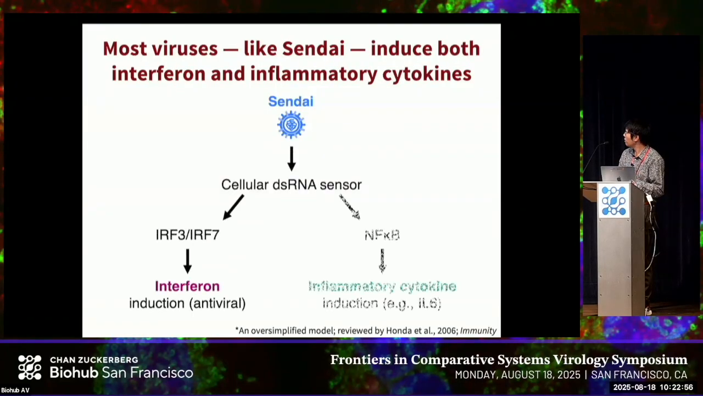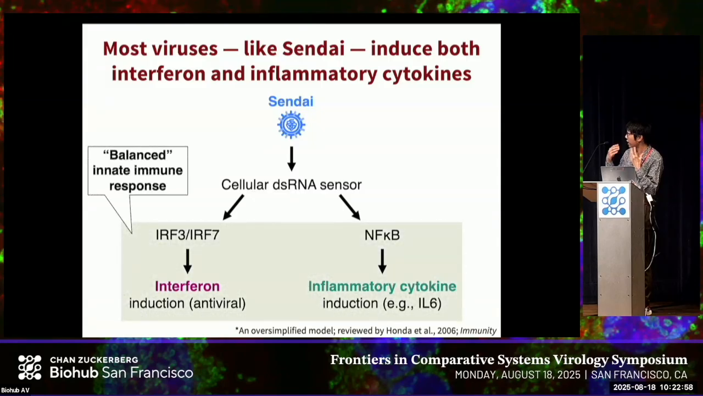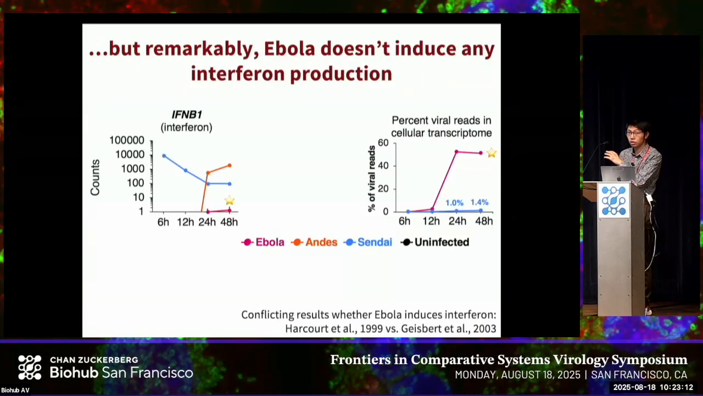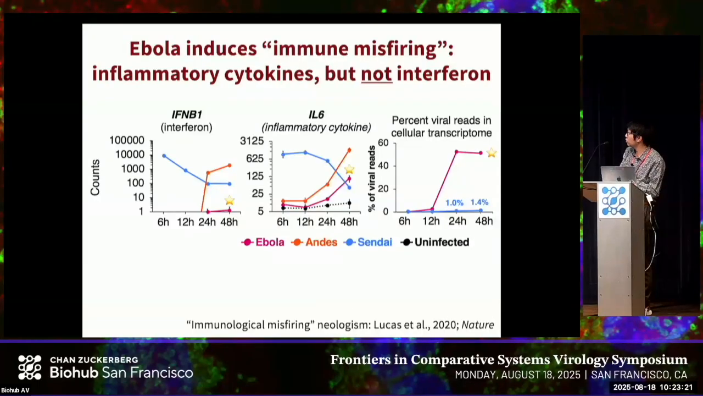As you know, when most viruses, like Sendai virus, infect cells, they induce what we call a balanced immune response, turning on both interferon and inflammatory cytokines like IL-6. But we found in this comparison that Ebola is quite the outlier, and while it occupied over 50% of an artery cell's transcriptome, there was almost 0 interferon production. You can see on the y-axis is log 10-fold, so there's really no interferon induction. But the reason that Ebola was an outlier was that, you can see in the gold star, it induced very, very high levels of IL-6.